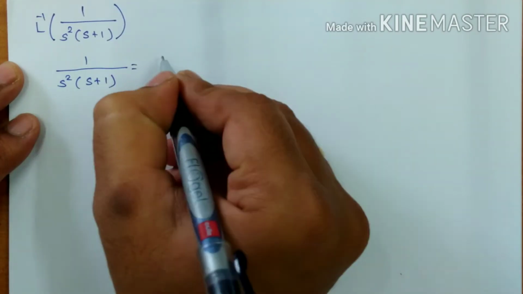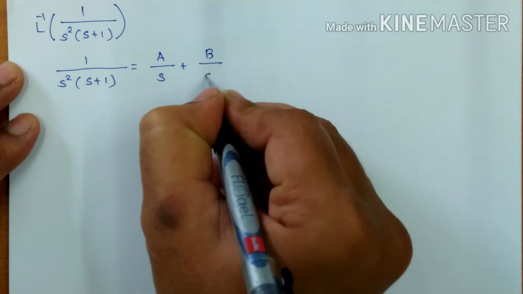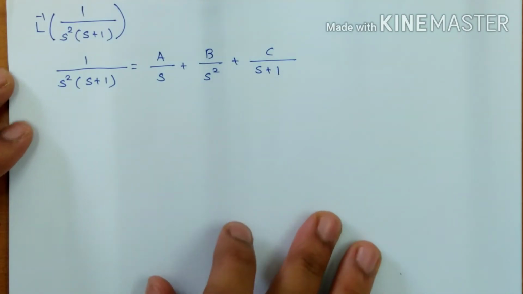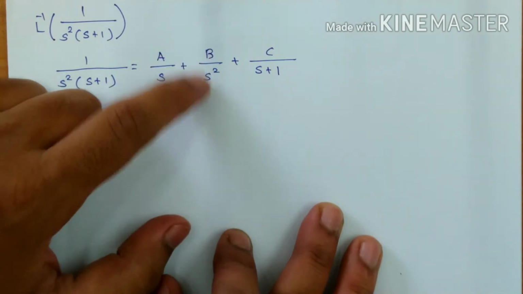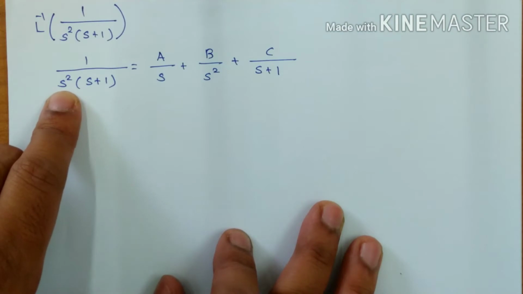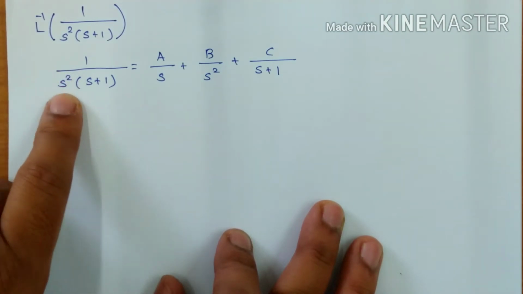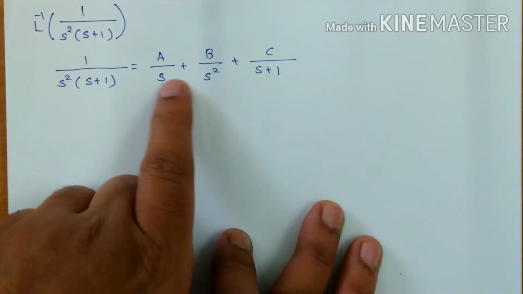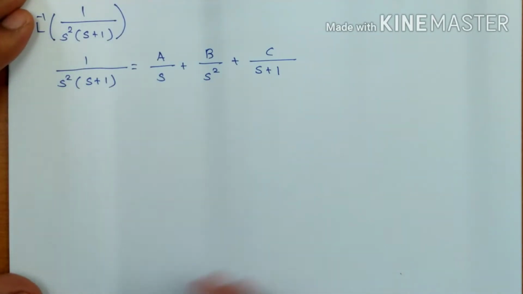So this is a upon s plus b upon s square plus c upon s plus 1. If a particular factor repeats say 3 times, then we get a upon s plus b upon s square plus c upon s cube. Here s is a factor which is going to repeat 2 times, therefore we have a term s square. If a term repeats n times, then there are n terms associated with it. Here n is 2, hence there are 2 terms associated with it.